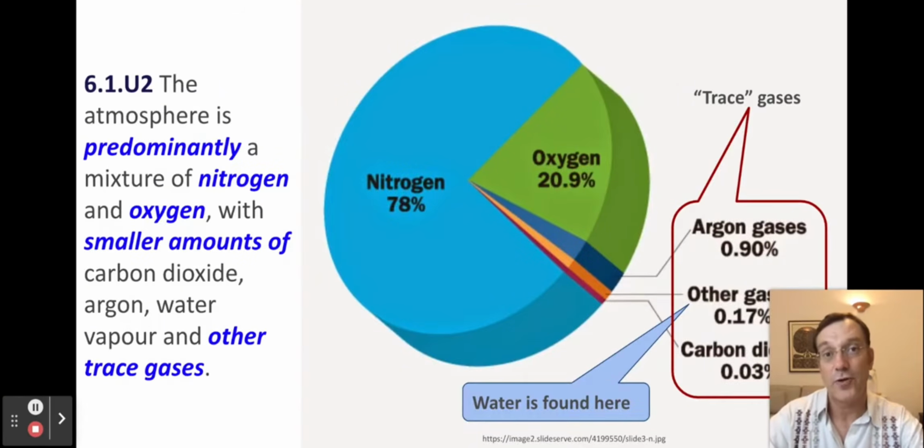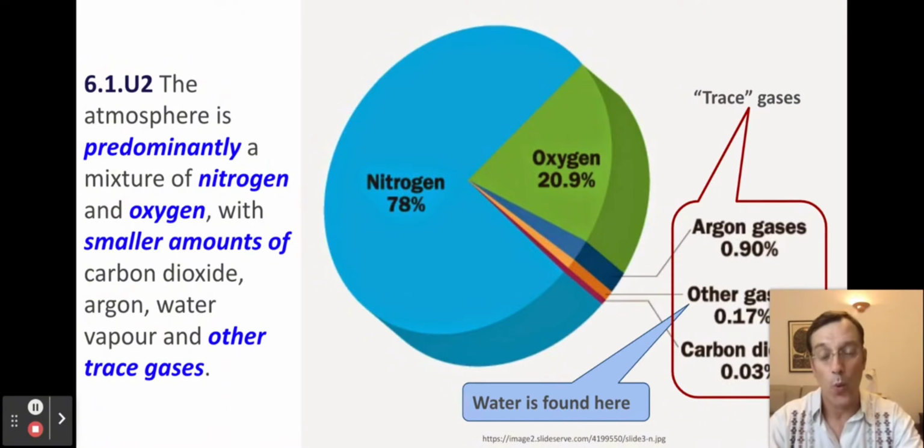In ESS, you don't generally need to memorize a lot of numbers, but these might be worth it. They're relatively simple. You should remember that about 78% of Earth's atmosphere is made up of nitrogen gas. That's N2, it's diatomic nitrogen. And 21% is the diatomic oxygen gas that we rely on to breathe.